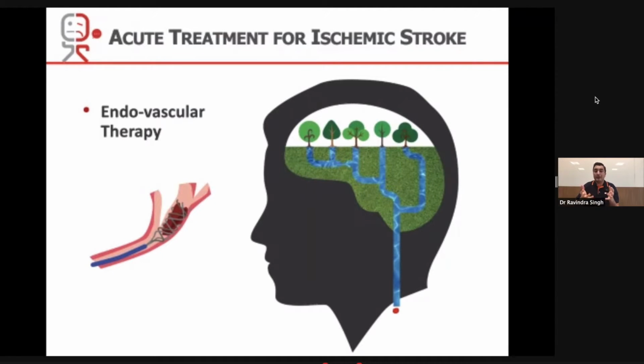That means by a groin puncture or by other way, we can go up, reach up to the level of blockage and we can fish out the clot, and then the perfusion or blood supply to the brain can improve, and that can result in proper outcome as well.